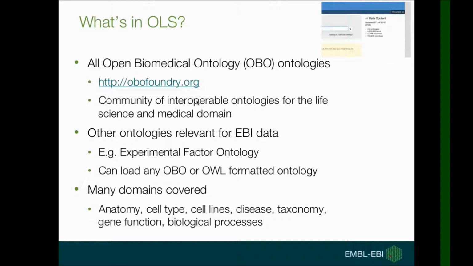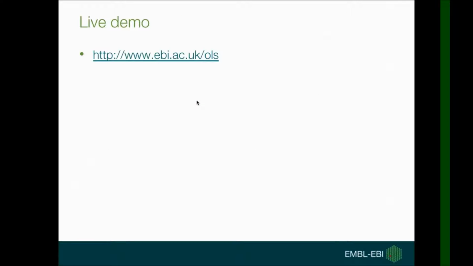And in terms of the domains covered, well, like I said before, we have ontologies that cover most of the relevant domains for biology. So primarily we have anatomy, cell types, cell lines, disease ontologies, various ontologies that deal with specific taxa, and ontologies that would deal with gene function, biological process. So I'm going to switch now to the web browser and try a live demo.